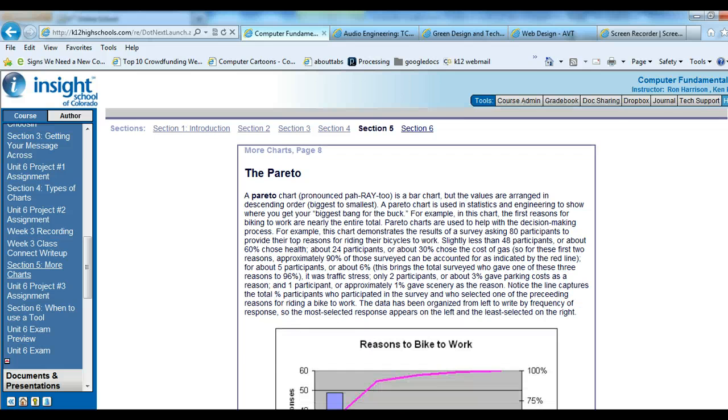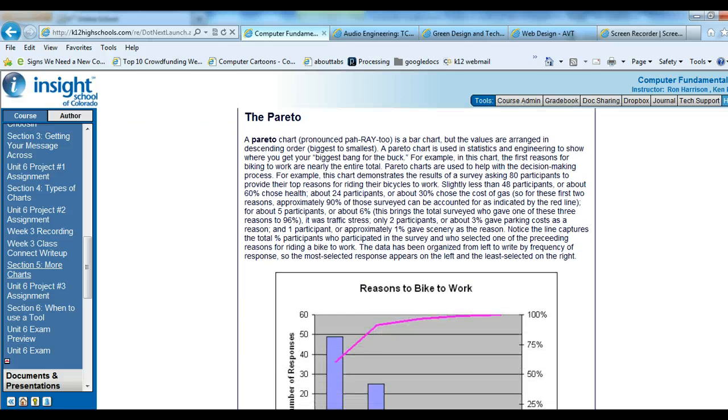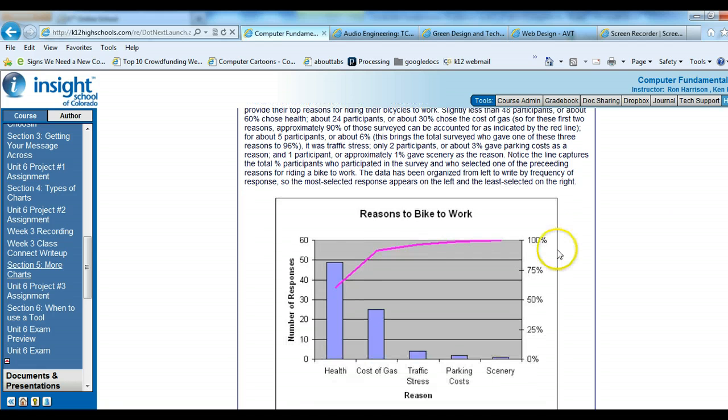A Pareto chart. The values are arranged in descending order, so biggest to smallest. So that's the thing about a Pareto chart. And the nice thing is that it can be used for statistics, engineering, things like that. So what this Pareto chart can do is that it shows from the greatest response down to the least response. So the reasons to bike to work for your health had the greatest response. So organizing things like this makes it much easier for us to see the values.